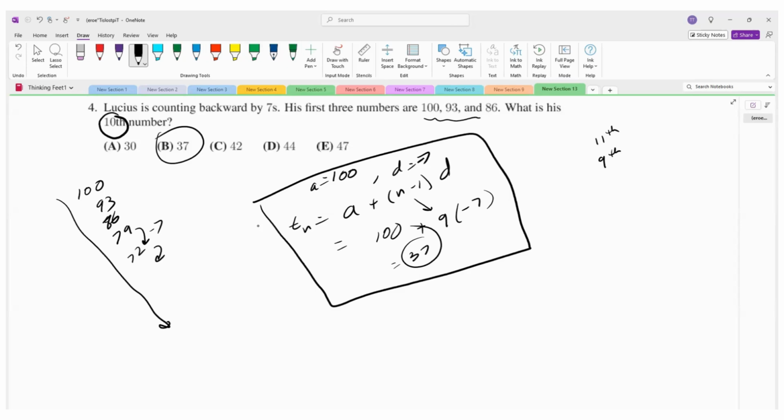But ask yourself, if you got this wrong, why did you get this wrong? And I'm willing to bet that if you got it wrong, you either chose this or this, which is either 7 less or 7 more than the correct answer.